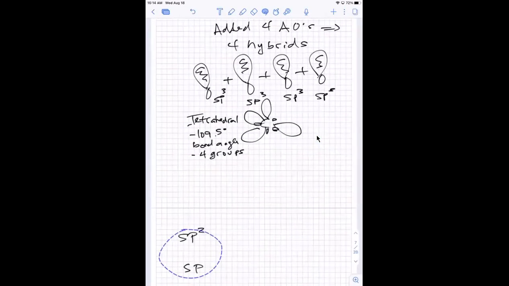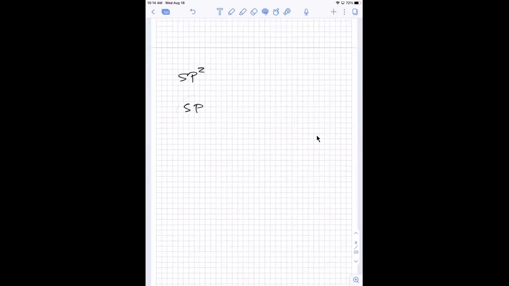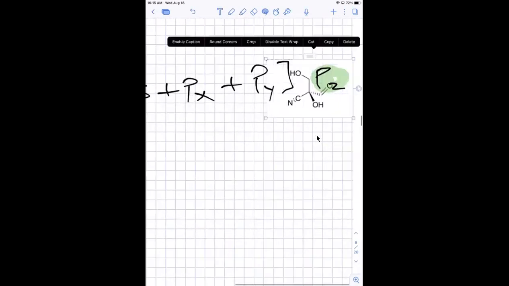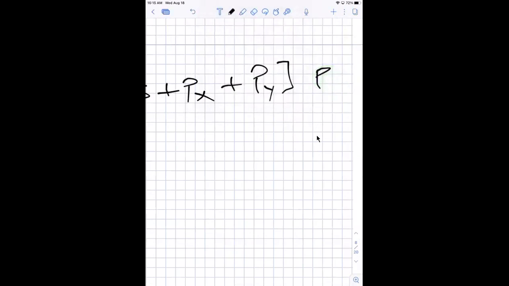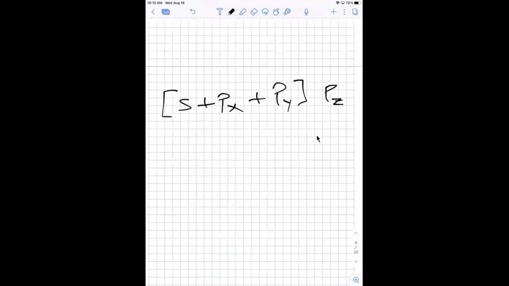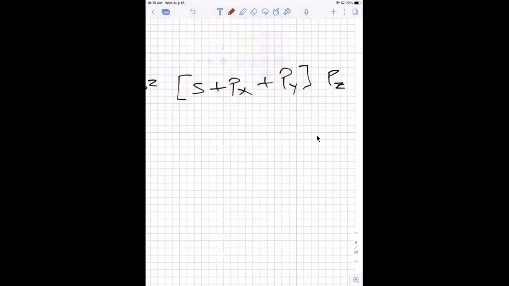All right, so let's go through the same exercise with the sp2. What I'm adding together is S plus, let's just say, px plus py. What's left over? Because we have 3 P's. pz. So pz is just out here. And let me fix that because that looks like a 2. I don't want you thinking that's a 2 when you're looking back at the notes. So that's pz, and pz is what we call unhybridized.